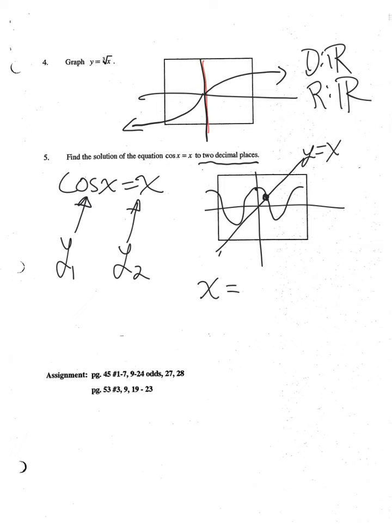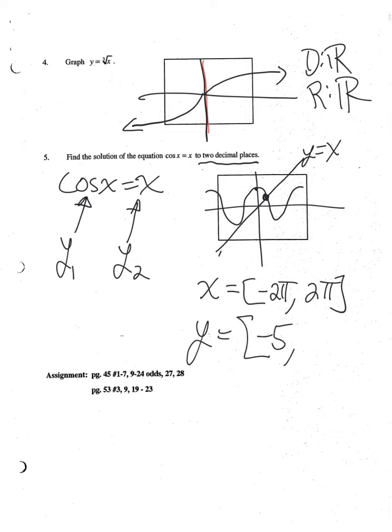Okay, so our window. I want to see a cycle. I'm going to look at 2 cycles of cos, so from negative 2 pi to positive 2 pi. And I'm going to make sure that I can see from negative 5 to positive 5, although I know that my cos graph goes from 1 to negative 1. My y equals x can just keep on going, so that should show you everything.